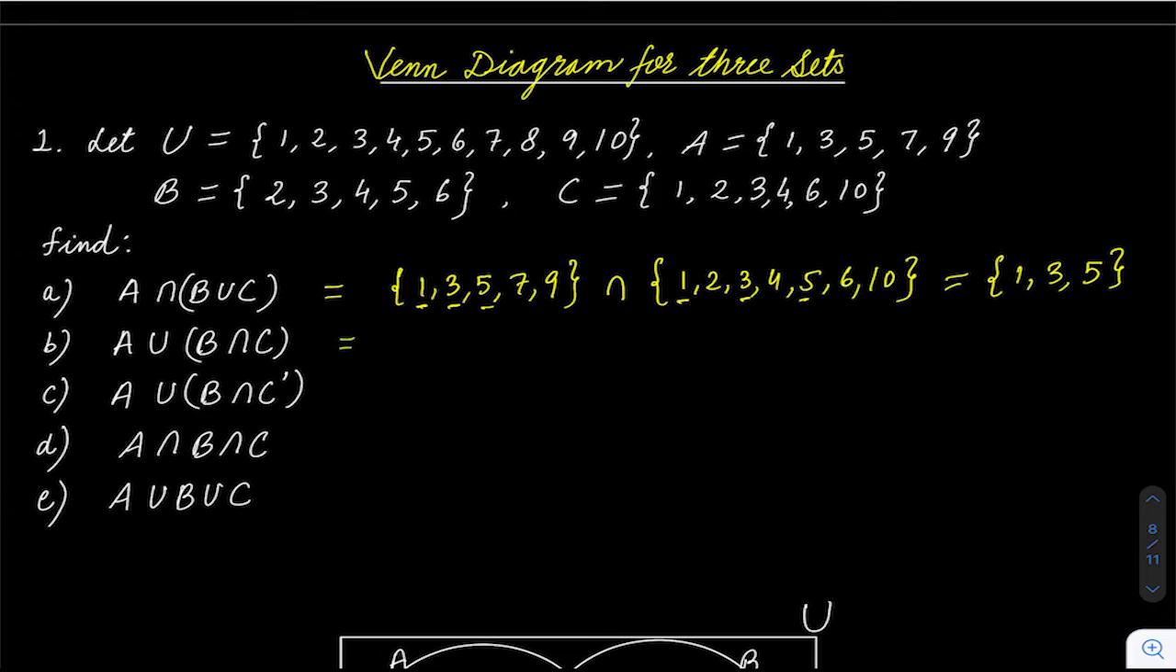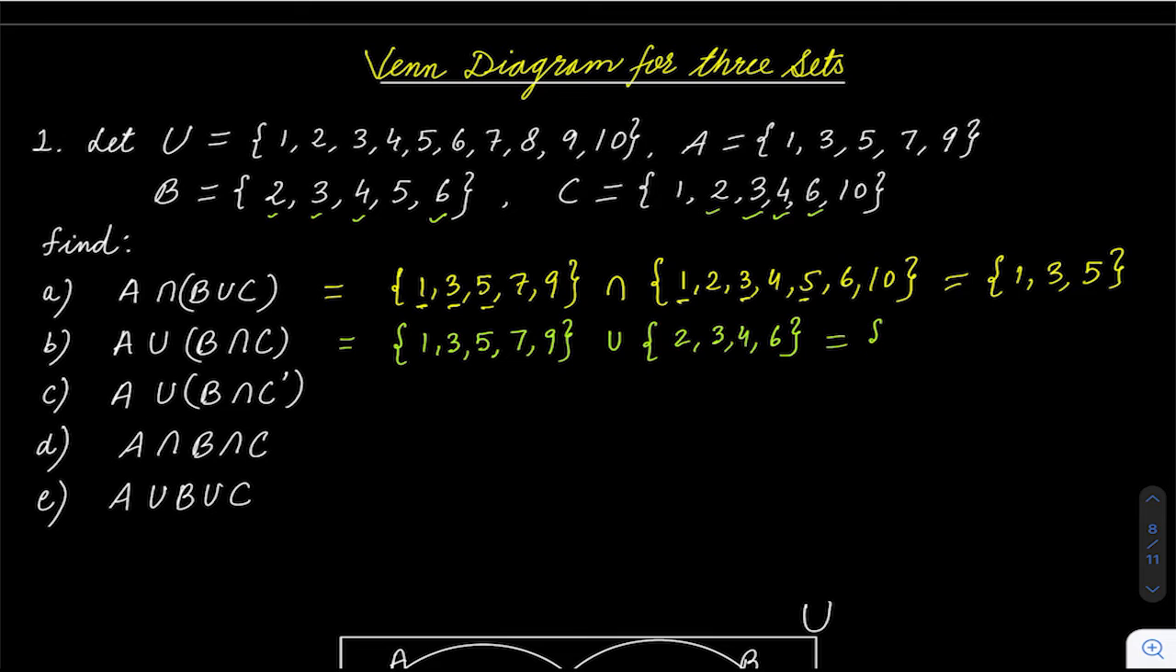Let's find the second one, that is A union B intersection C. Again the same thing. A is 1, 3, 5, 7, 9. Union, and B intersection C. What's common in B and C? 2 is there, 3 is common, 4 is common, in fact 6 is common. So these four numbers, 2, 3, 4, and 6, are common in B and C.